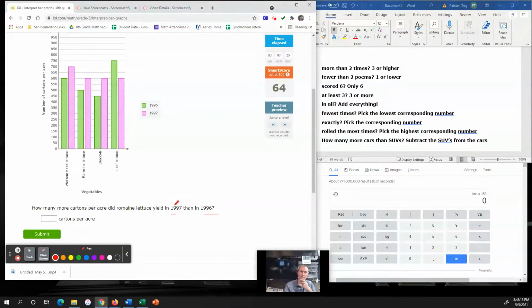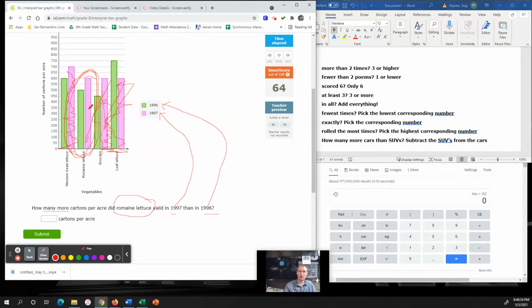Okay. This is a handful. First of all, 1997 are the purple bars, and 1996 are the green bars. We are looking at romaine lettuce. So what we're going to do here is look at romaine lettuce, which are these 2 bars, which makes broccoli irrelevant and leaf lettuce irrelevant as well. So all these we don't need. And Western head lettuce, we don't need that either. Okay, so we're only looking for romaine lettuce, which are these 2 bars right here in the middle. Now because we're looking for the words how many more, this goes back to subtract.